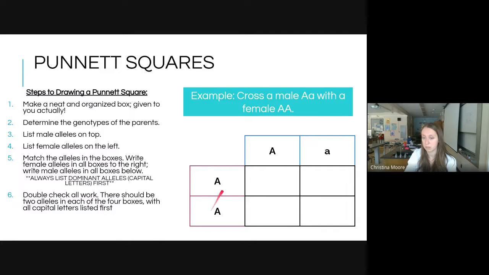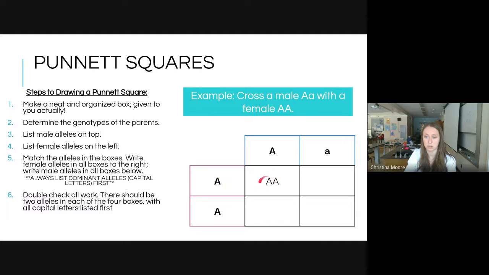I split them. Got my capital letters and my capital letters in the female boxes. Moving on to step 5, match the alleles into the boxes. Write the female alleles in all the boxes to the right, and write the male alleles in all the boxes below. So to complete this first box on my Punnett square, I look at what's on the top and what's to the left of it.